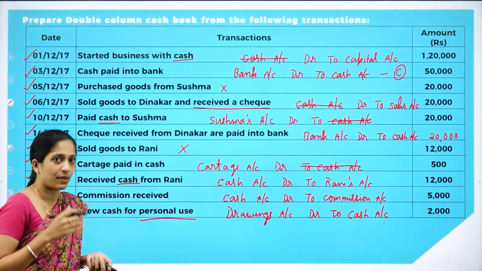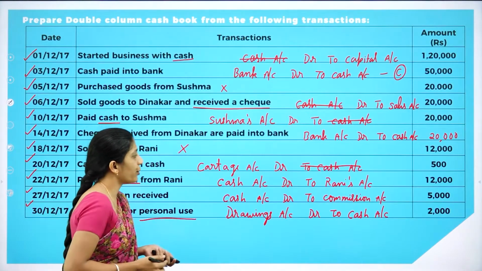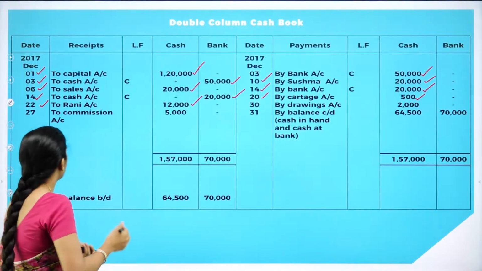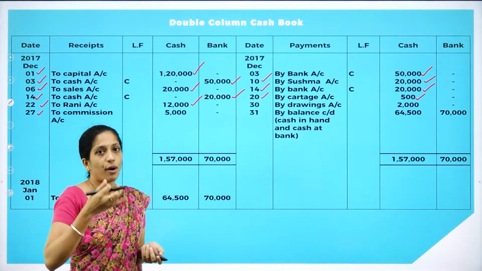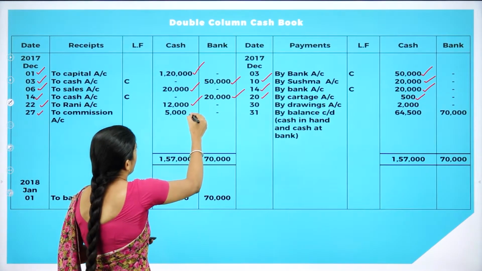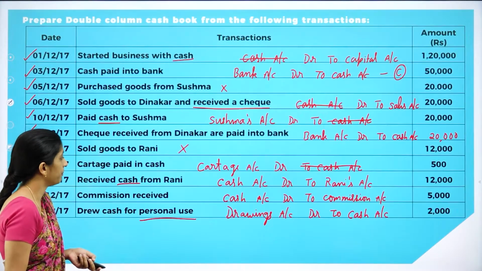Now commission received. So it is a receipt. So how do you record? To commission account. Record the date. To commission account, and we have received it in the form of cash, right? So we'll record the amount in the cash column.